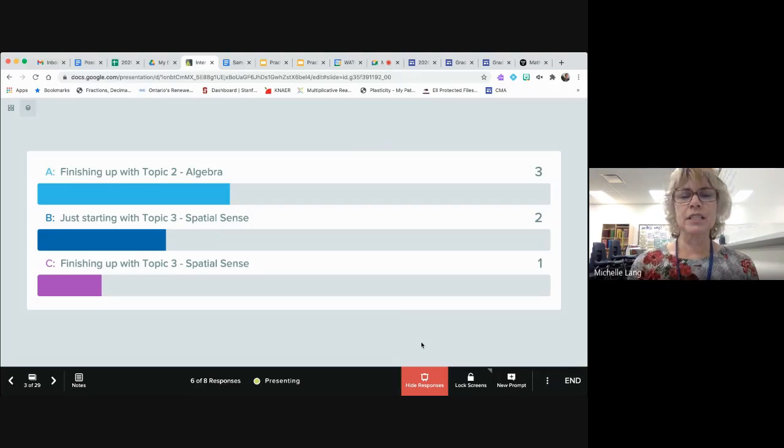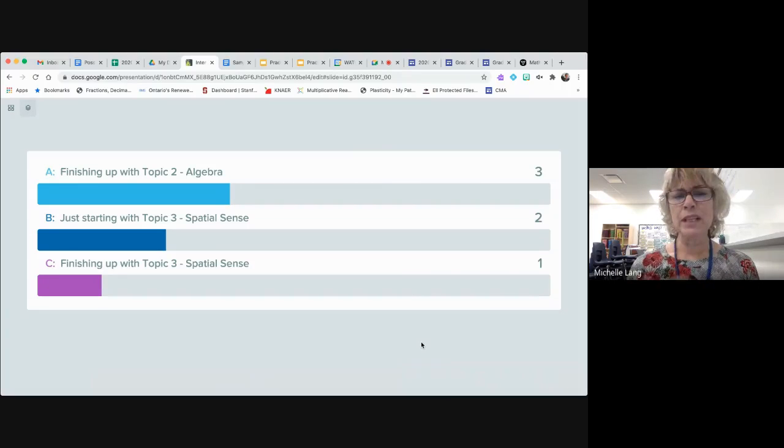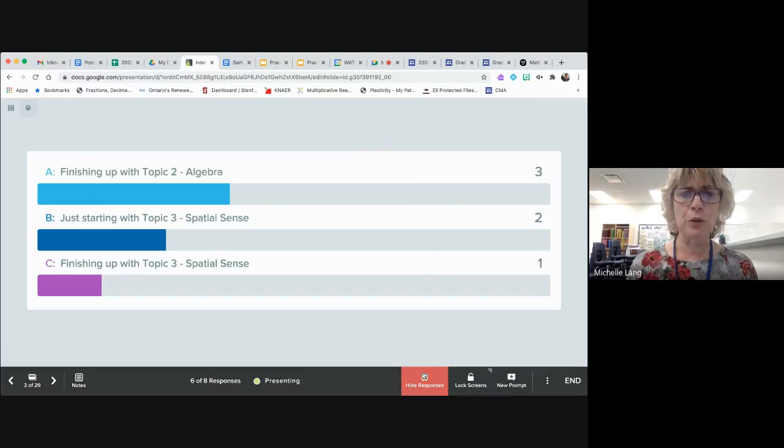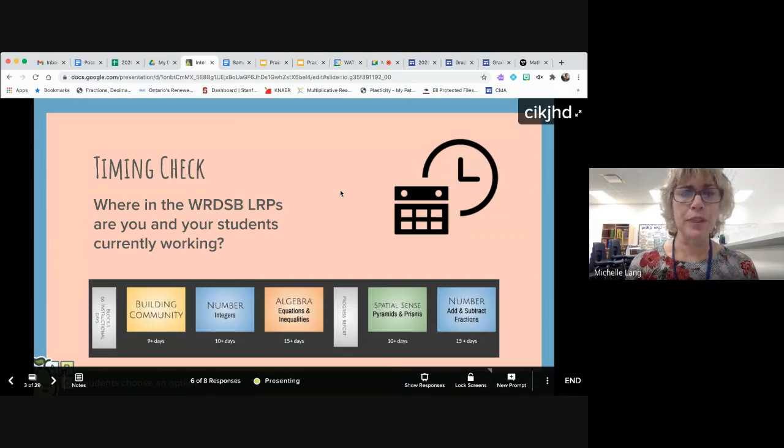So we're going to take this into consideration, noting that most of you are either finishing up with algebra or starting with spatial sense. This is going to help us determine when we're going to offer the next session, because we don't want to be too far ahead. So thank you for helping us with that timing check.